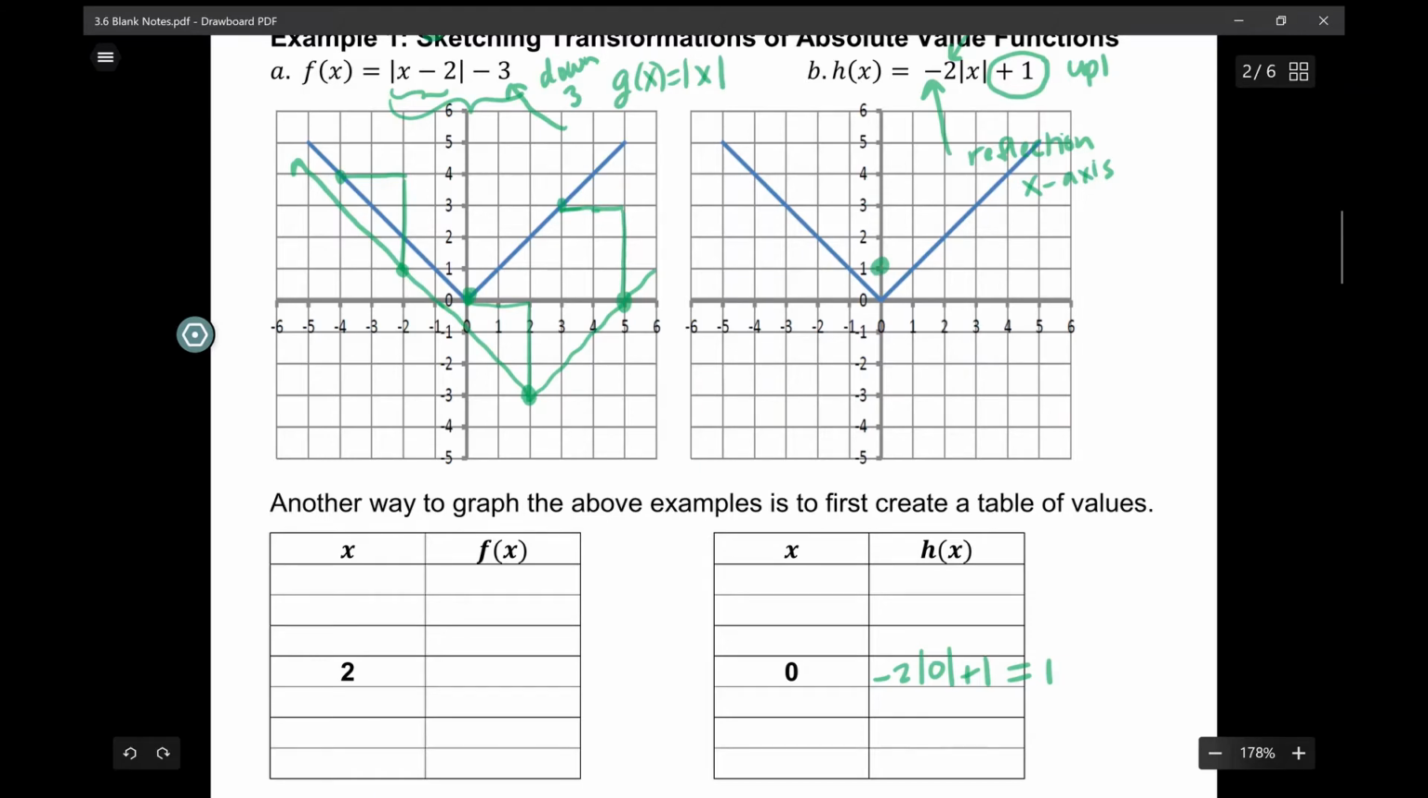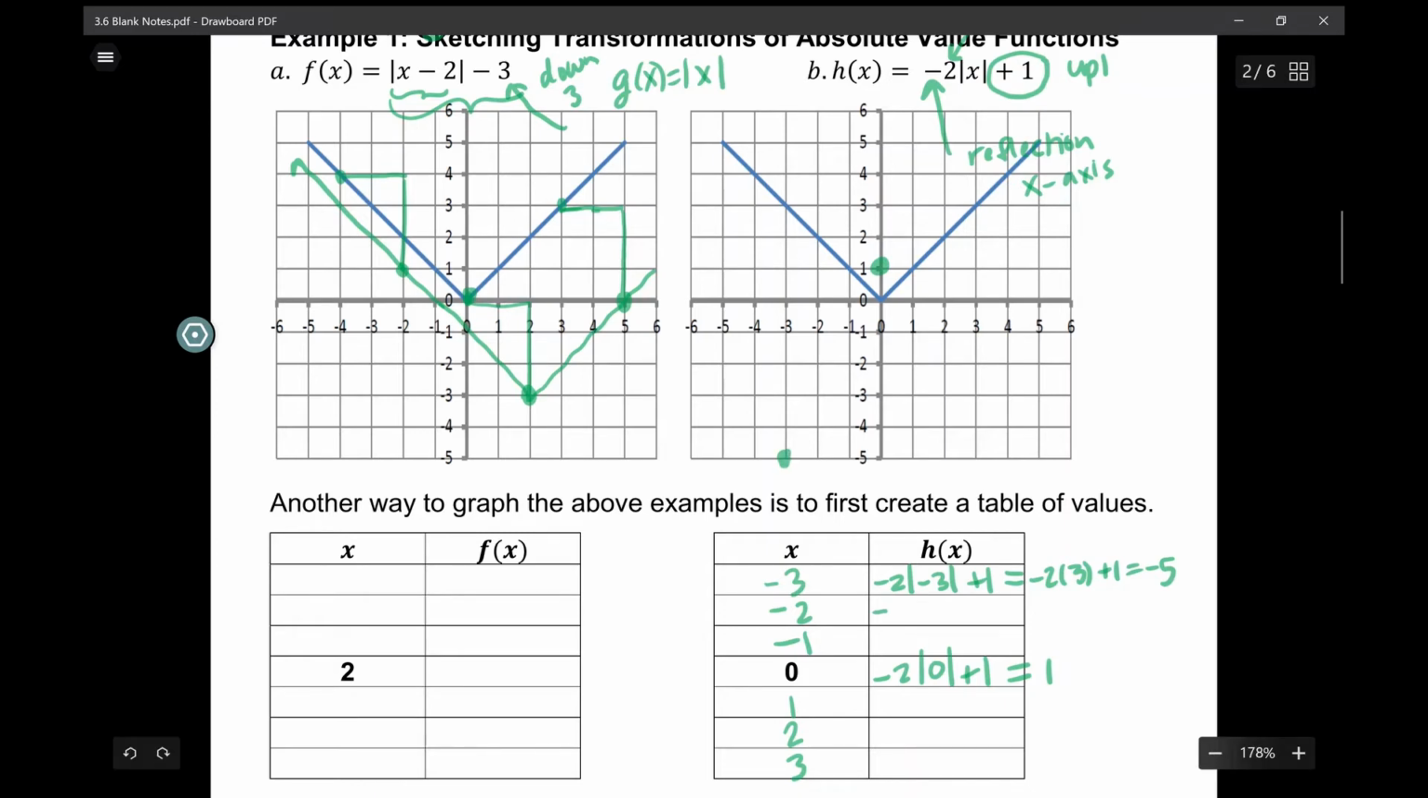All right, let's plug in a few more values. Let's go back one. Let's try negative 3, negative 2, negative 1, 1, 2, 3. That looks like some nice values to try. All right, let's plug in some of these. So negative 2 times the absolute value of negative 3 plus 1 equals, well, the absolute value of negative 3 is 3. So that's negative 2 times 3 plus 1, which is negative 5. So that tells me negative 3, negative 5 is a point on this graph.